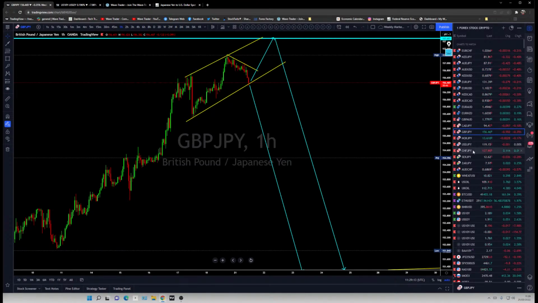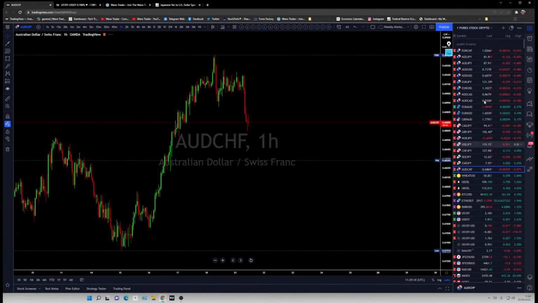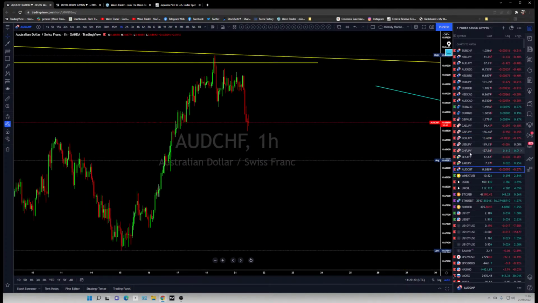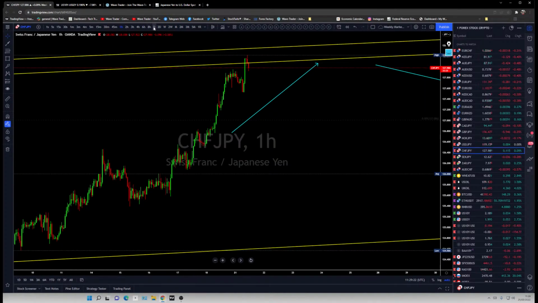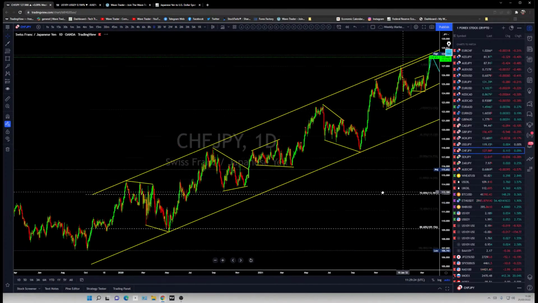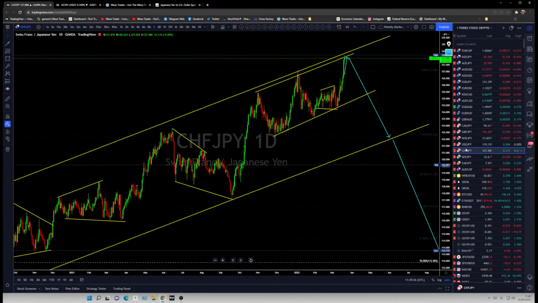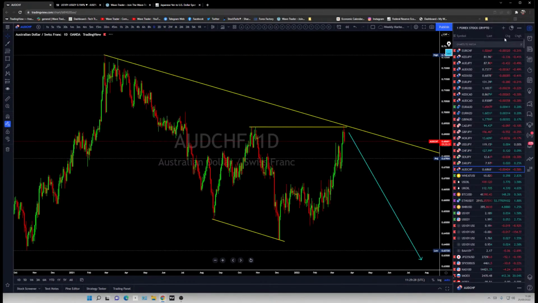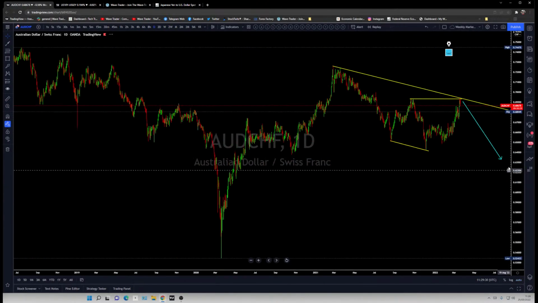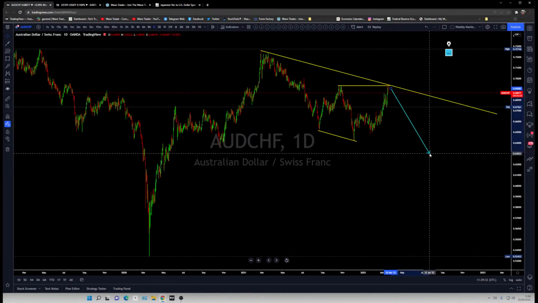Okay, so dollar yen, NOK I'm going to ignore. Chief yen I'm going to ignore. All right, so Aussie chief. So chief yen is also similar to the dollar yen. Okay, so it has to fall for a bigger time. So Aussie chief is also going to be a next leg lower.